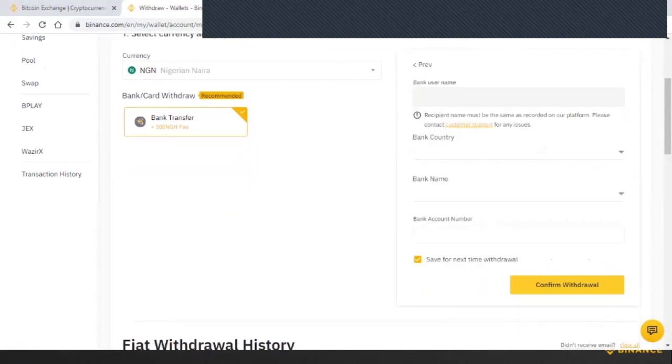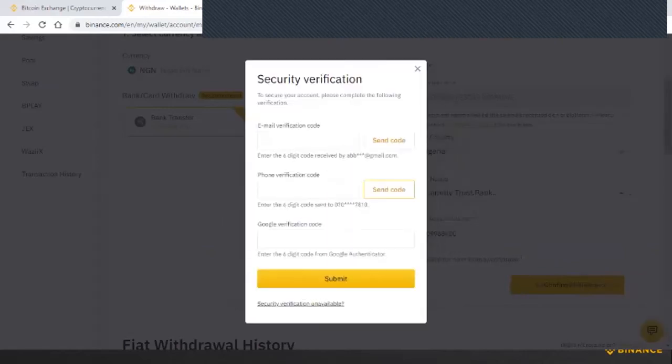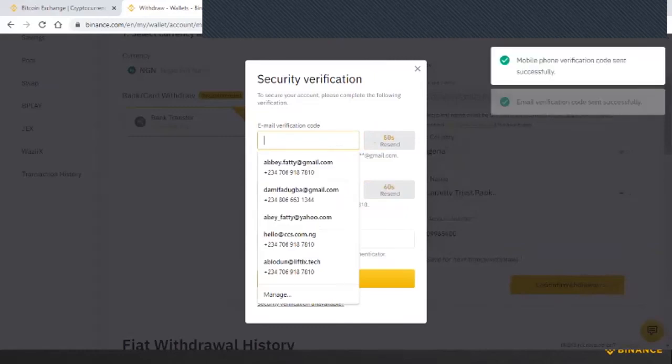I click on withdraw. It asks me for my account details. I click confirm. Then it will send some codes to me. I click send. My account is heavily fortified.